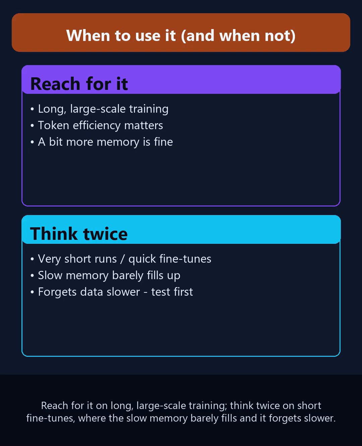But when should you think twice? Reach for it on long, large-scale training where token efficiency matters and a little extra optimizer memory is fine. Be cautious on very short runs or quick fine-tunes, where the slow memory barely fills up and the extra tuning is not worth it. Because AdEMAMix also forgets data more slowly, it can behave differently in some fine-tuning settings, so test before you commit.